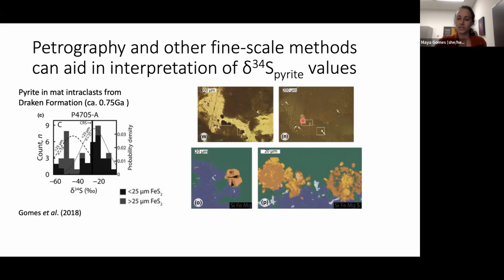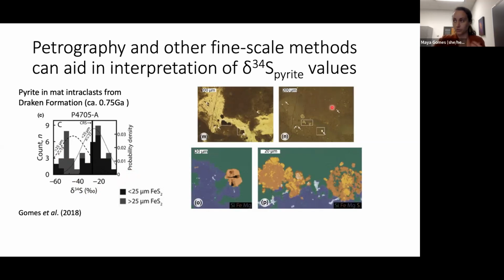And using cross-cutting relationships, we can make the interpretation that the larger grains were formed later. And so we were able to show that the smaller grains had higher sulfur isotope values and the larger grains had lower sulfur isotope values. And we interpreted this as indicating that the system was dominated by the metabolic differential effect, so the effect of sulfate reduction rates.